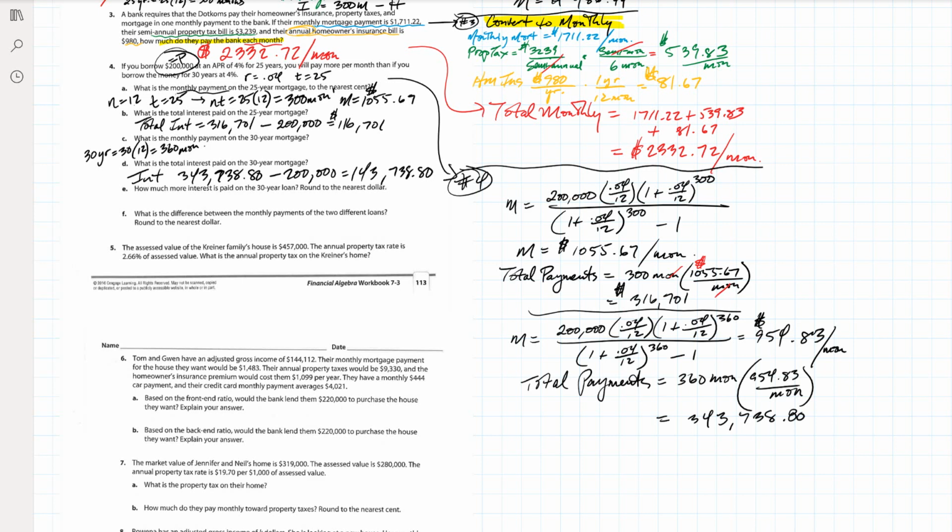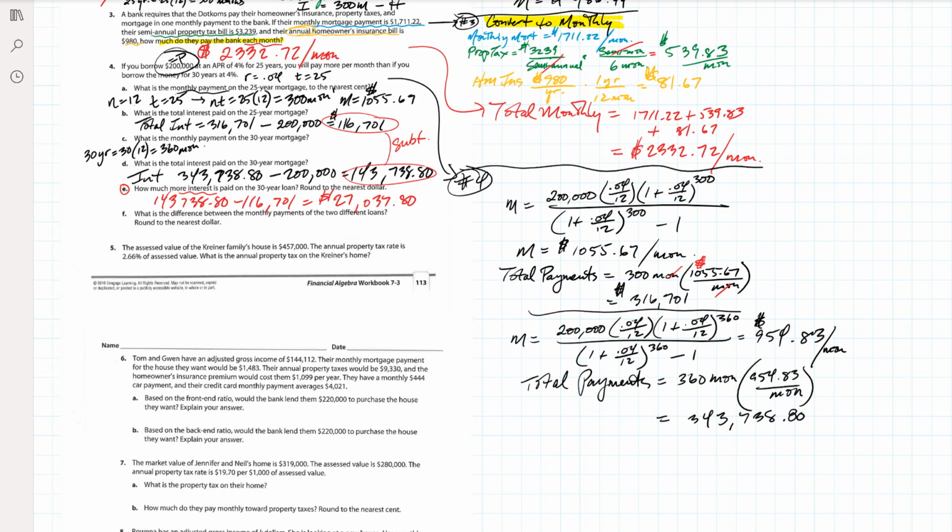And then part E is how much more interest is paid. So all you do is just subtract the two. That's E right here. So 143,738.80 minus 116,701, and then you'll figure out that number, and that's $27,037.80. You can do that on your own.